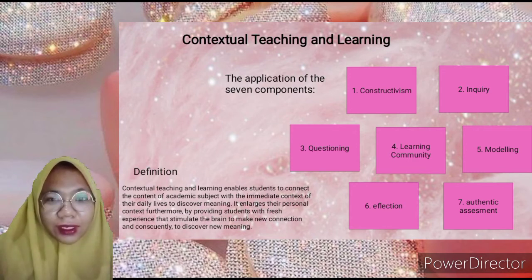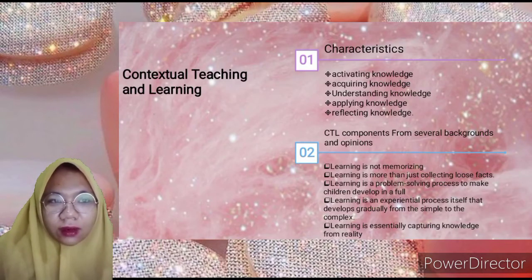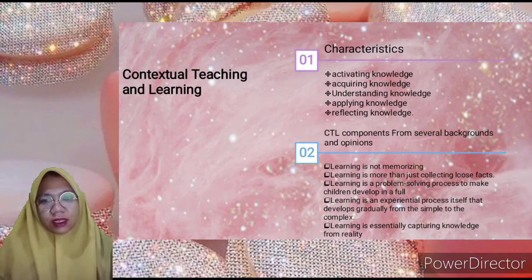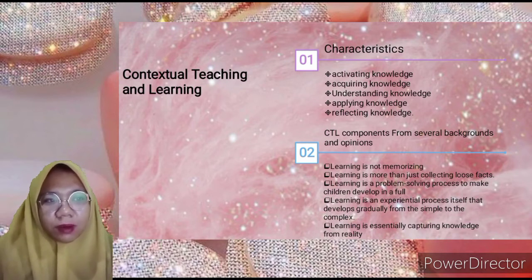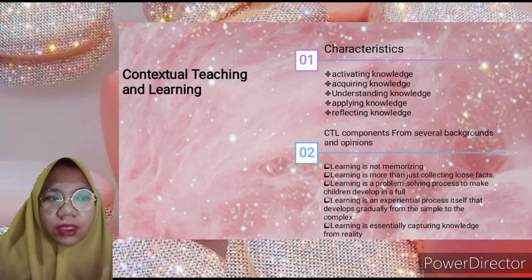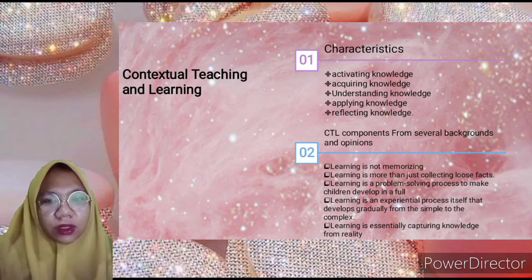And then contextual teaching and learning has some characteristics in the process. And then the first is activating knowledge. It means that what will be learned is inspired by the knowledge that has been learned. The knowledge that will be obtained by the student is complete knowledge that is related to one another.